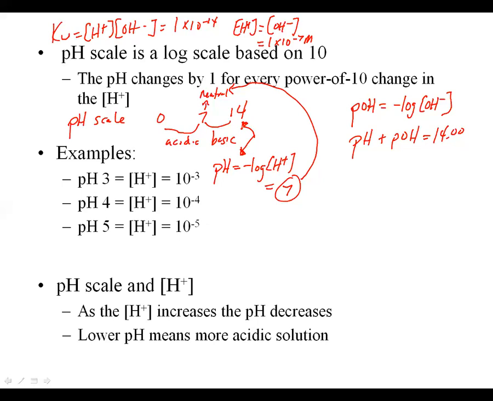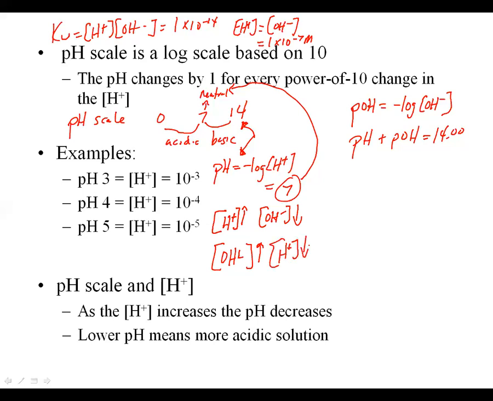Other important relationships we talked about is the opposite relationship. As the H plus concentration goes up, the OH minus concentration goes down, and vice versa. As the OH minus concentration goes up, the H plus concentration will go down.